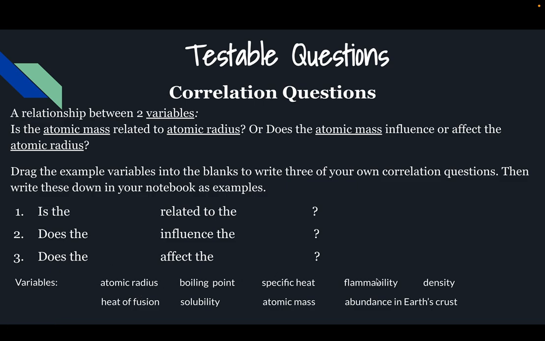You have some variables to choose from. You would put 2 variables in each question. So you might say, is the atomic radius related to the boiling point? If you need to be more specific, you could say, is the atomic radius related to the boiling point of metals? If you wanted to just narrow down your focus.